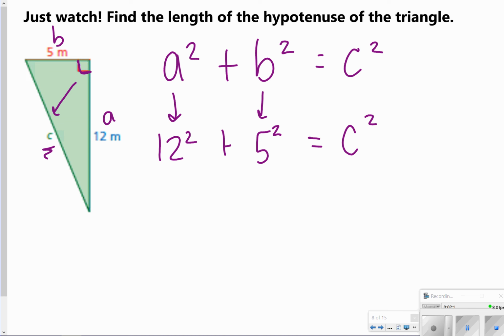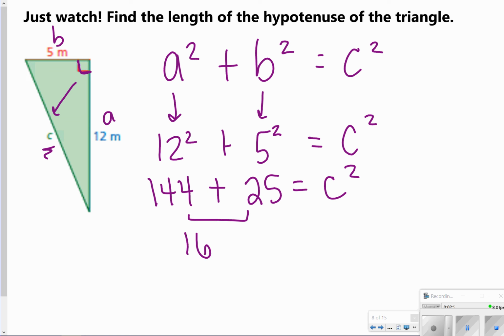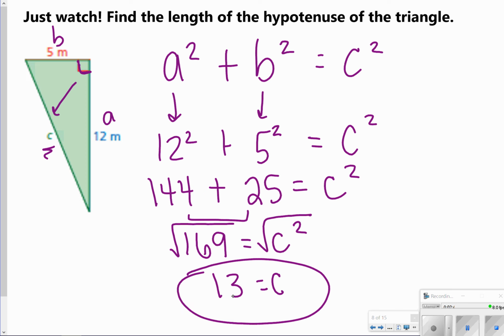I know 12 squared is 12 times 12, which is 144. And 5 squared is 5 times 5, which is 25. And then I'll just add these two together. 144 plus 25 is going to give me 169, and that's equal to c squared. In order to get c just by itself, not c squared, I'm going to have to undo the square by finding the square root. So I'm basically finding the square root of both sides. The square root of c squared is just c, and the square root of 169 is 13. So my answer for this example is 13 meters.